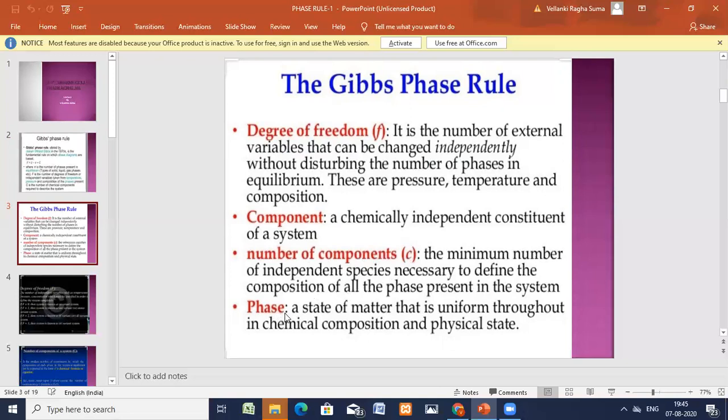Now, what is a phase? A state of matter that is uniform throughout in chemical composition and physical state, whether solid, liquid, or gas. So that is called a phase. A phase is any part of the system which is homogeneous, physically distinct by a boundary surface, and mechanically separable from other homogeneous parts of the system.